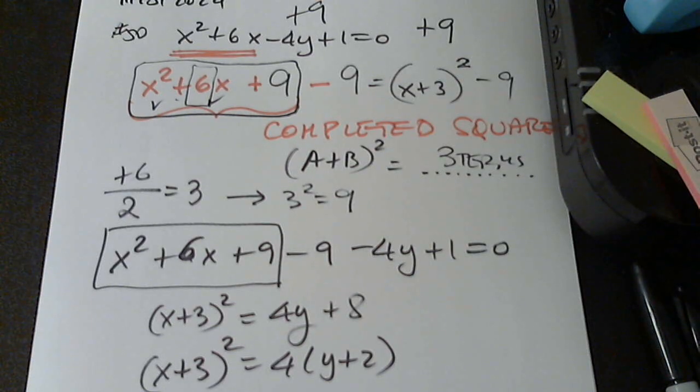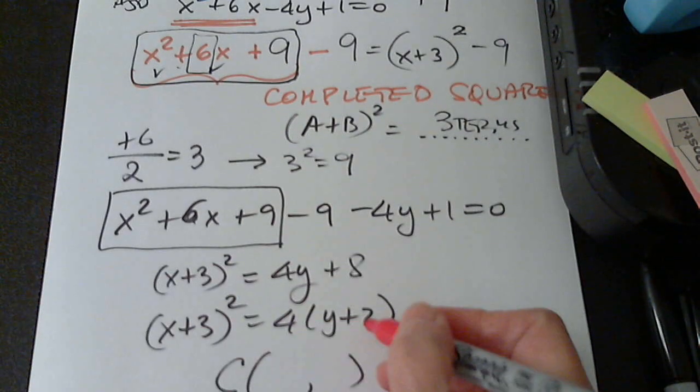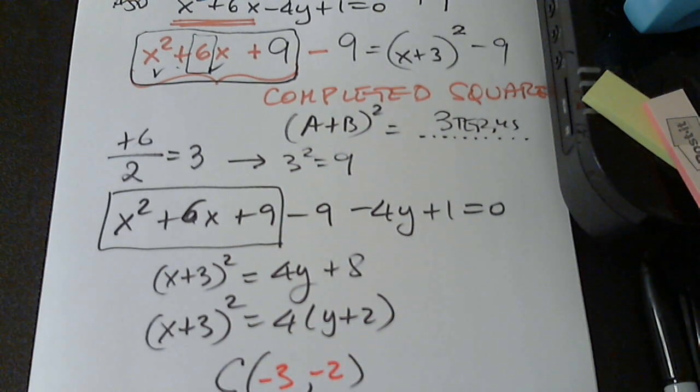Can anyone identify the center? Can anyone identify the center of this parabola? Is it -3 and -2? Excellent. This is it. Thank you very much. And how do we know that? We know that from the circle, but let's say we have it right here. Okay? So the vertex is right here, and the focus and everything else can be determined easily.